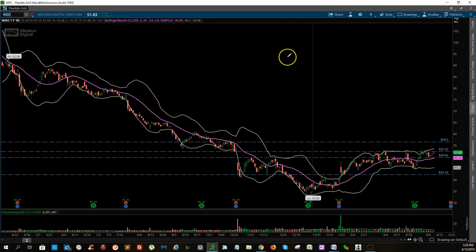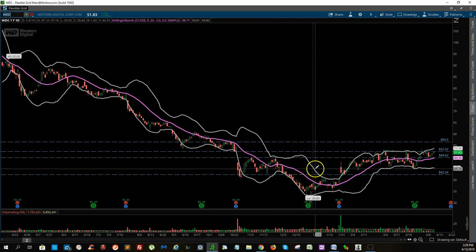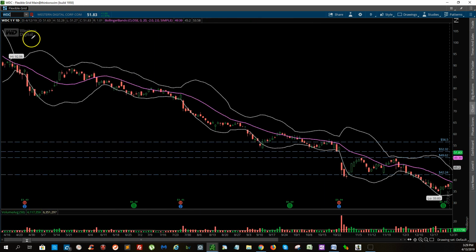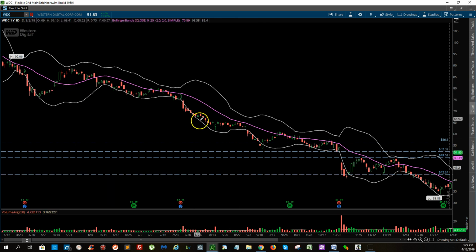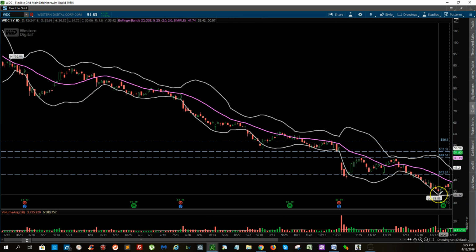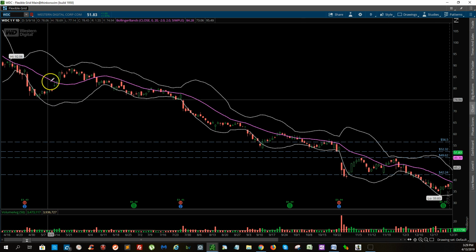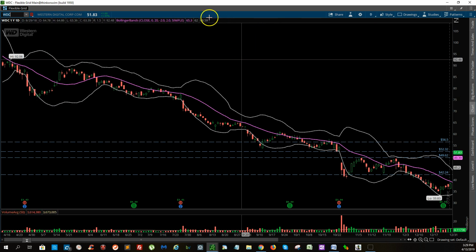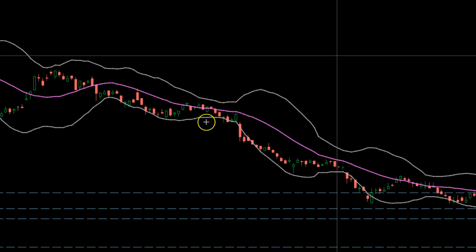And this is a great example of how Bollinger Bands can just keep you right in the trend for a long period of time. So as you can see, WDC's been in this big old downtrend, okay? And when we're looking at trading the pullback to the middle, that's literally what we want to do. We want to trade, and we want to be able to get out of the trade as soon as we make some good profit.